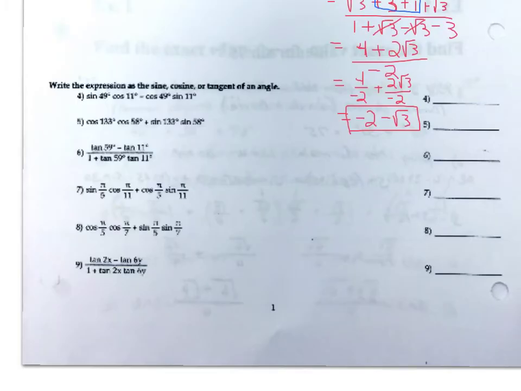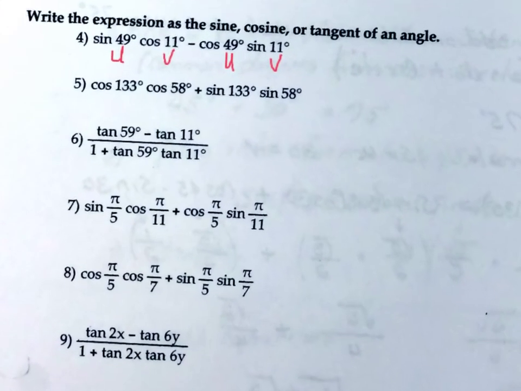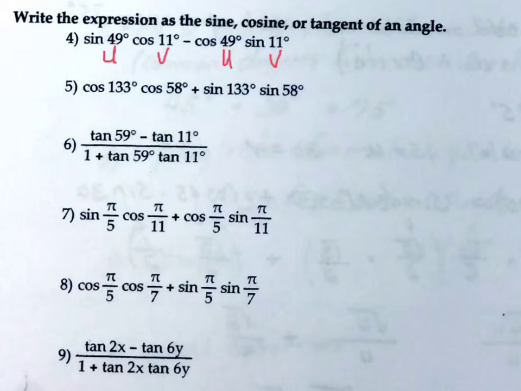For the problems on the bottom, all you have to do is say, okay, what is this coming from? Well, sine 49, cosine 11. 49 is like your u, and 11 is like the v. Yeah, we can see. You cannot see? You want me to make it bigger? Well, it's because it was on the projector. On the calculator? Okay, I see.